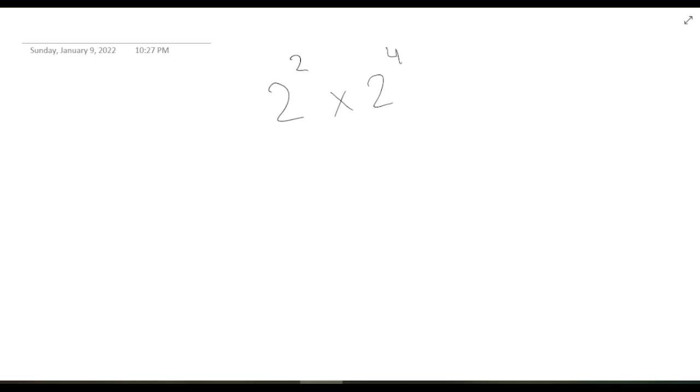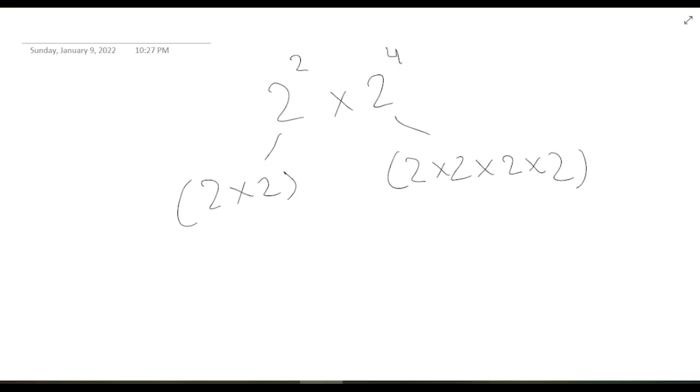So let's expand this. So 2 to the second is equal to 2 times 2, right? And so let's put parentheses around it just so we don't confuse ourselves. And 2 to the fourth, so let's write that out. So that's 2 times 2, 4 times. So 2 times 2 times 2 times 2. And we're going to put parentheses around that. So here we have what 2 to the second equals and 2 to the fourth equals.